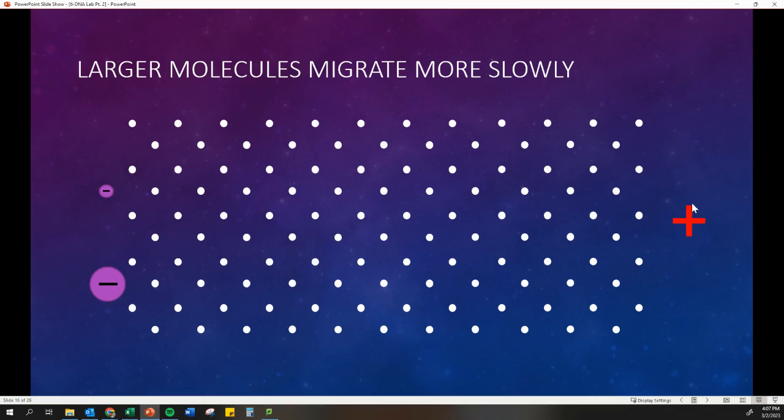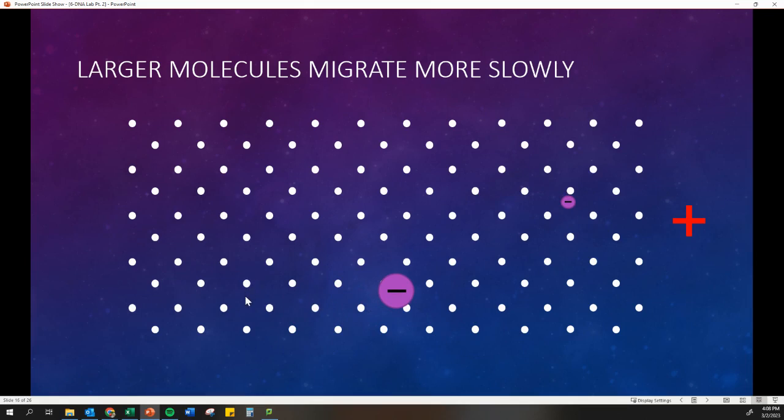Okay, so it's going to be attracted to this positive end of the gel. Once we have the electrical current going through, those negatives are going to start moving towards that positive side. But larger molecules, like our larger molecules of DNA, have a harder time going through that gel than smaller molecules. So we're going to use this to separate out to see if we have cut or uncut DNA.